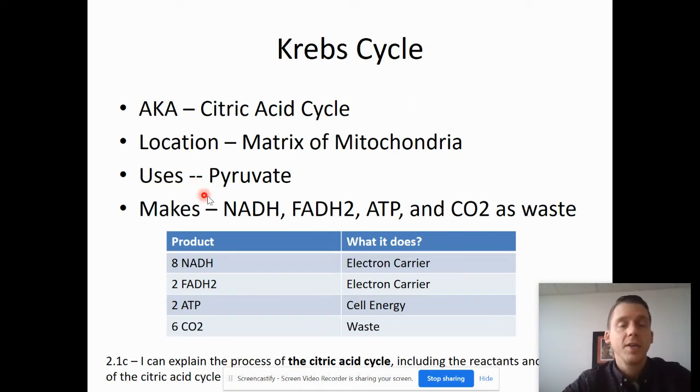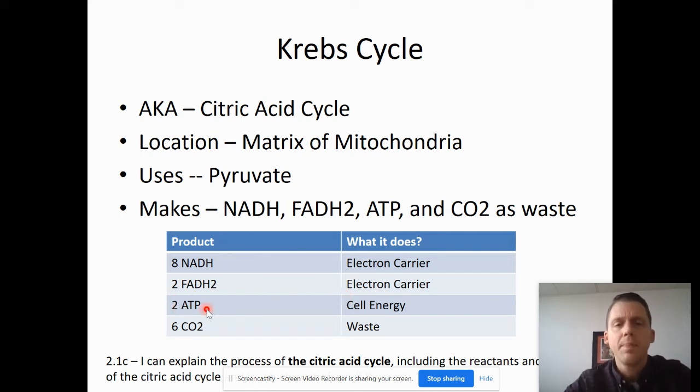What is the Krebs cycle going to use? We're going to start with pyruvate, and we're going to make a bunch of things here. Let's define what these things are before we continue, because you do need to know them. First of all, we're going to make NADH. We already know that. That is carrying energetic electrons. And then we're going to make FADH2. FADH2 we haven't talked about before. It is almost the same thing as NADH. It's almost identical, and it is also an electron carrier.